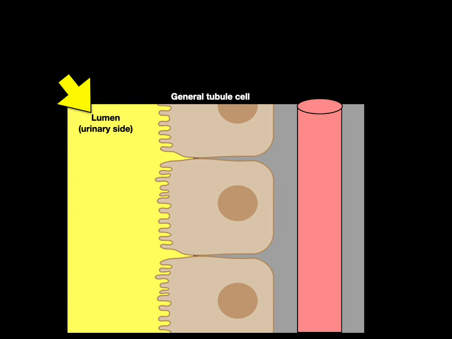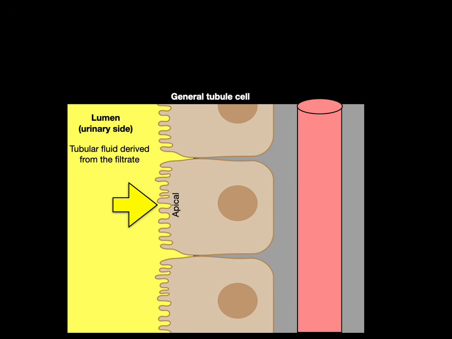There is the lumen or urinary side. We typically show it in yellow, and to make it consistent, we always show it to the left of the tubular cells. This is the tubular fluid derived from the filtrate, and that is what eventually becomes urine, going into the calyces and then out to the ureter, bladder, and urethra, out of the body.